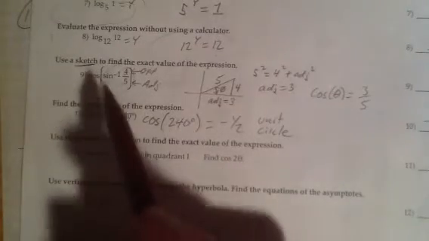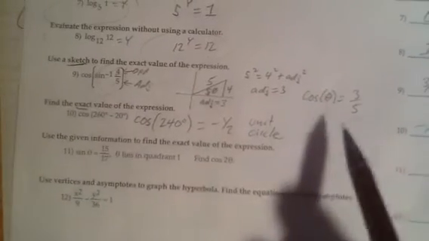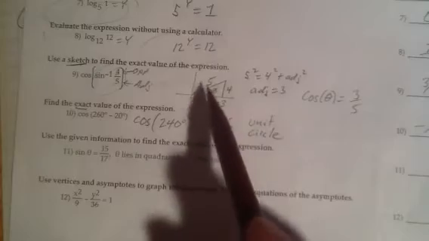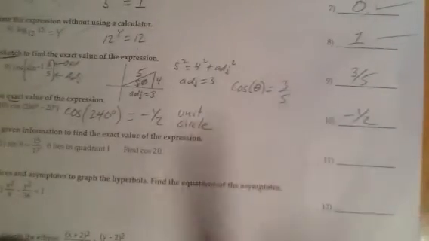Let's go back to this. What is the cosine of this angle? The cosine of the angle is adjacent over hypotenuse, 3/5.